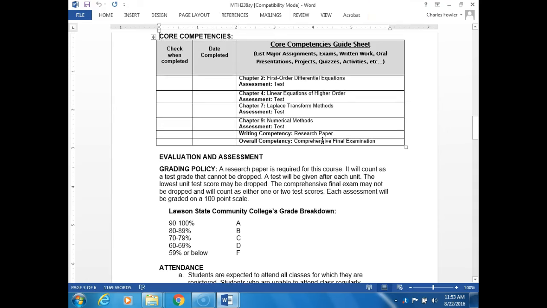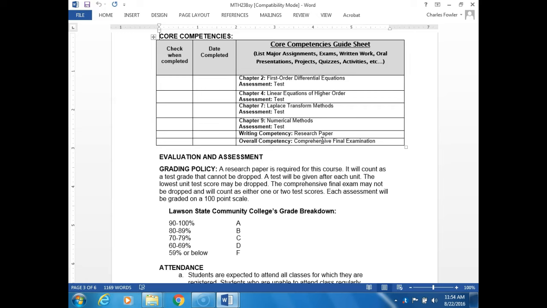All right, the core competencies, and these go directly, like I just said. Chapter 2 is the first student learning outcome. We'll have a test at the end of that. Now, let me ask this question. Y'all have a preference for in-class or a take-home test? Take-home. Wow, I'm surprised. Shocked beyond belief. Okay, so we will have take-home tests, so we'll do a first-order differential equation, then your assessment will be a test on that. Chapter 4, linear equations of higher order, a test on that. Laplace transform methods, a test on that. Numerical methods, a test on that.